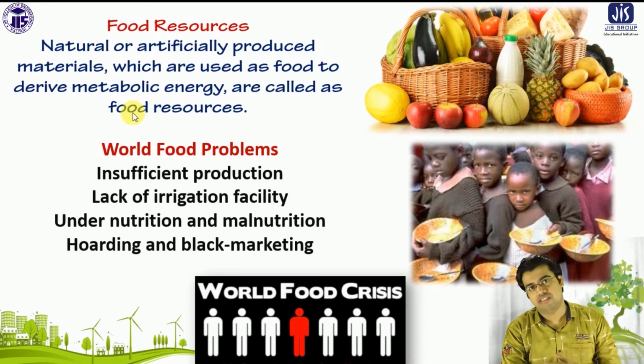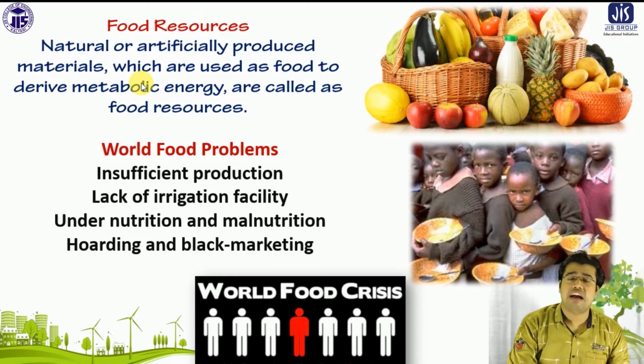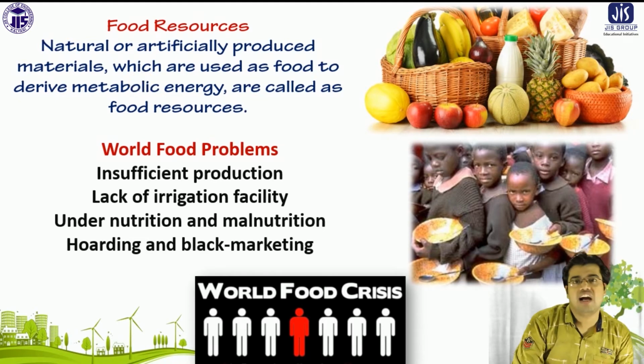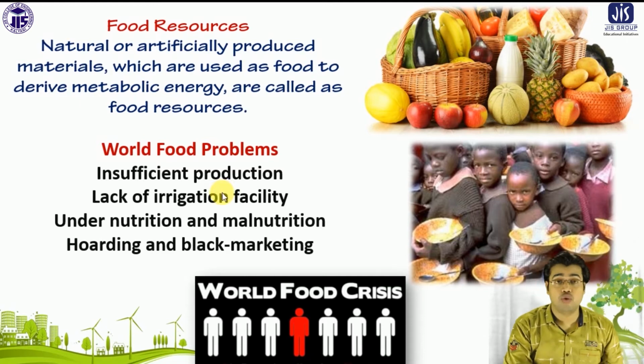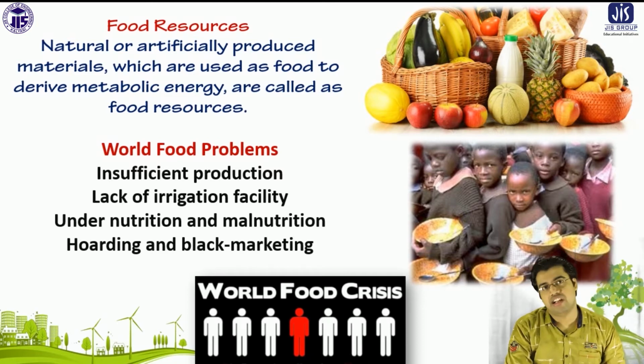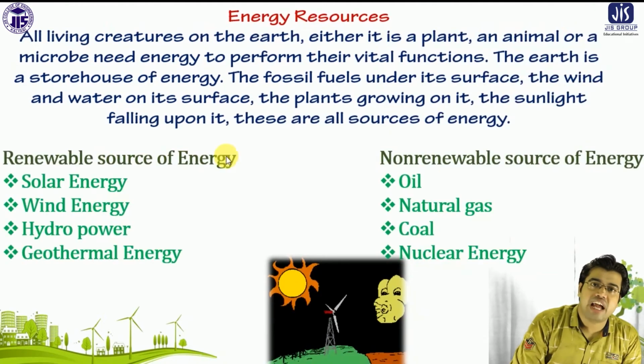That is also another problem. Food may be naturally produced, or it may be artificial. But the problem of hunger across the world is rising gradually, so we have to solve the food resource problem. Then we'll move to the next topic, that is the energy resource.